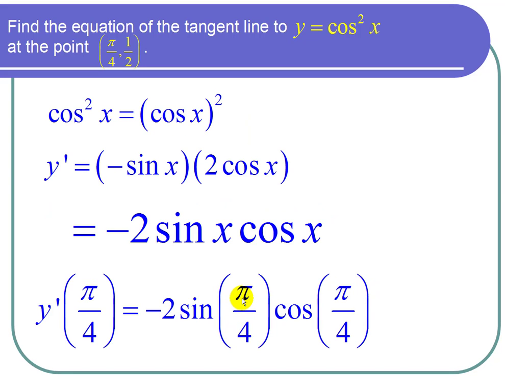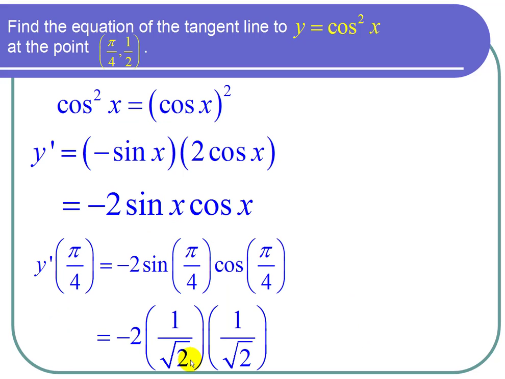And 1 over root 2 times 1 over root 2 is 1 over root 2 squared, or 1/2. 2 times 1/2 is 1. So I get for my slope of the tangent line negative 1.